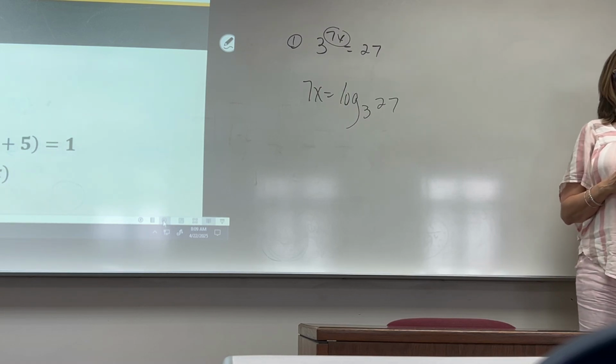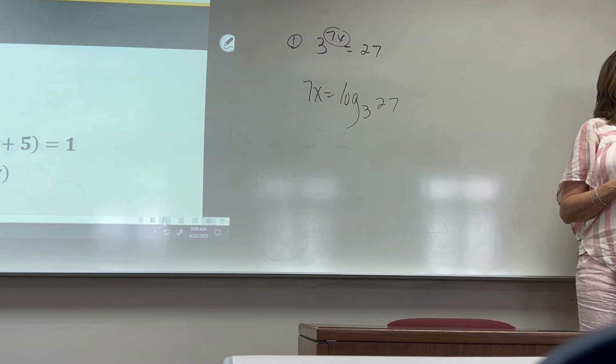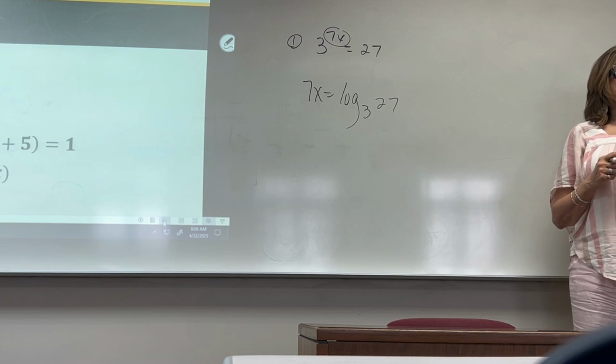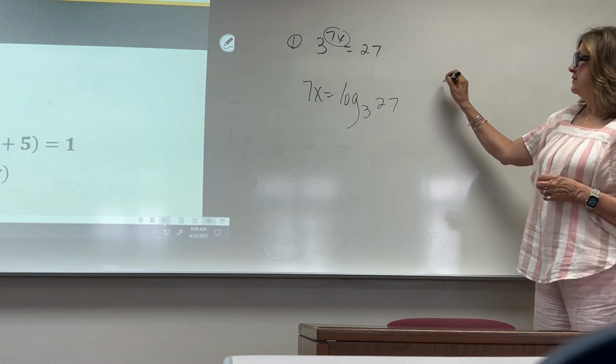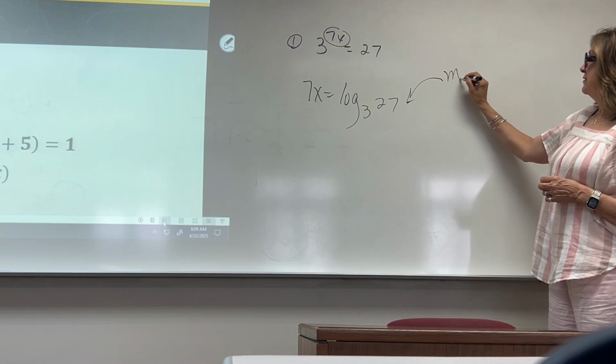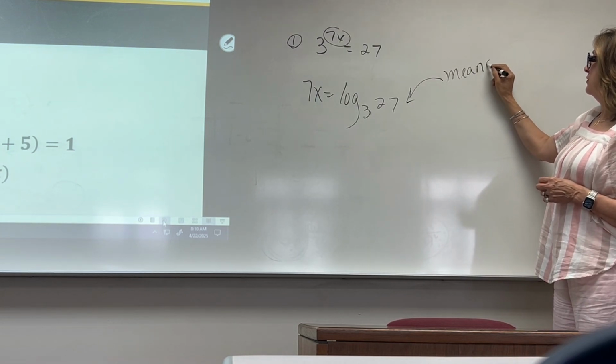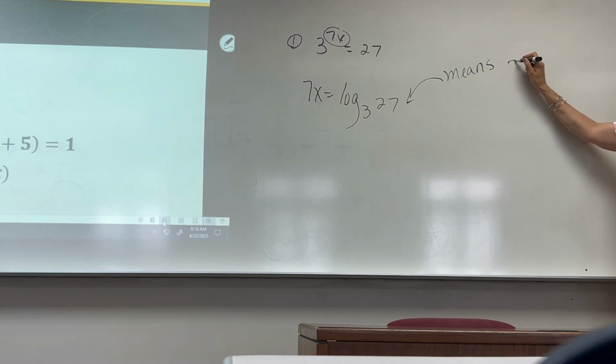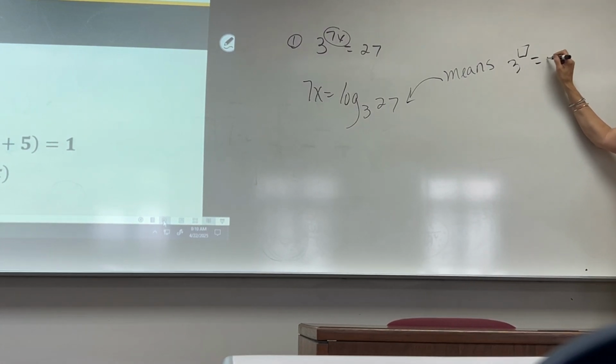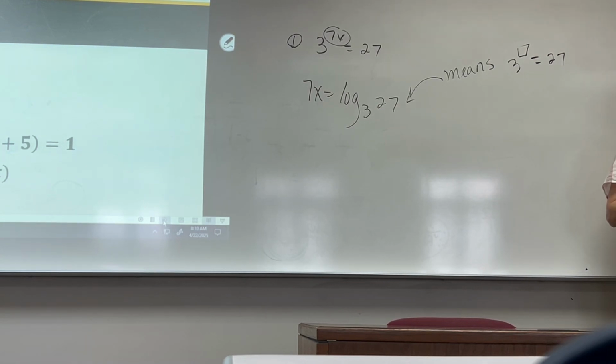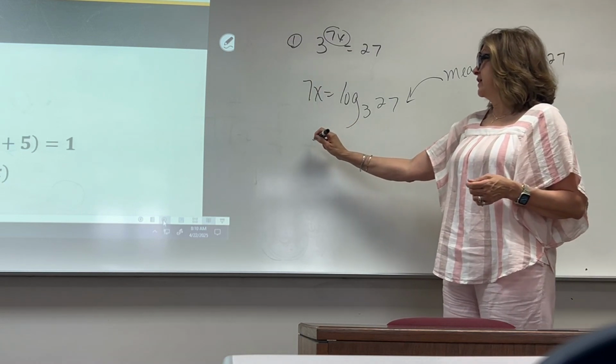And then can't you evaluate log base 3 of 27 with a calculator? What does that mean? 3 to what power is 27? So this means, when you evaluate a logarithm, you're looking for the exponent, right? It means 3 to what power will give you 27. So what is that? How many times you multiply 3 to get 27? 3. So this is 3. So 7x equals 3.